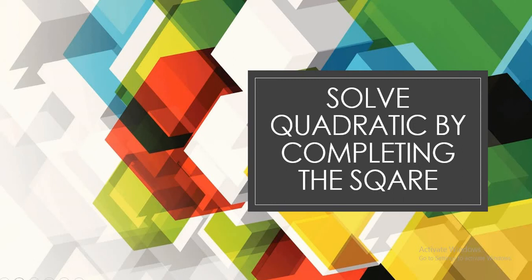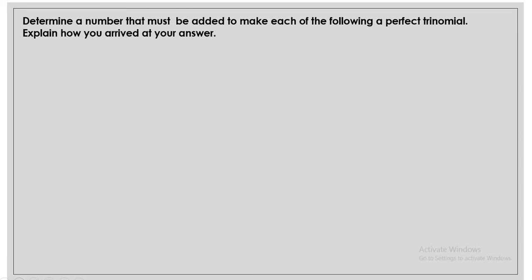Quadratic equation by completing the square. So let's determine a number that must be added to make each of the following a perfect trinomial. Explain how you arrive at your answer. Number 1, x squared plus 6x plus blank.